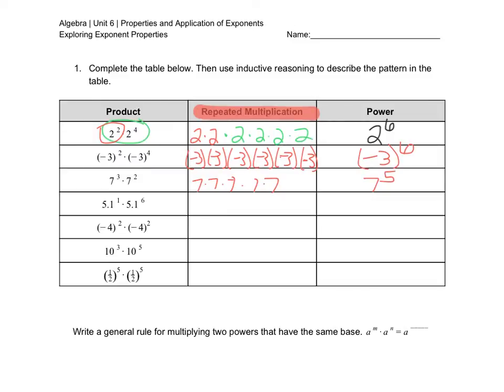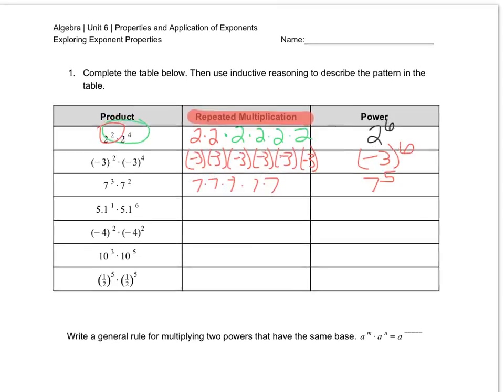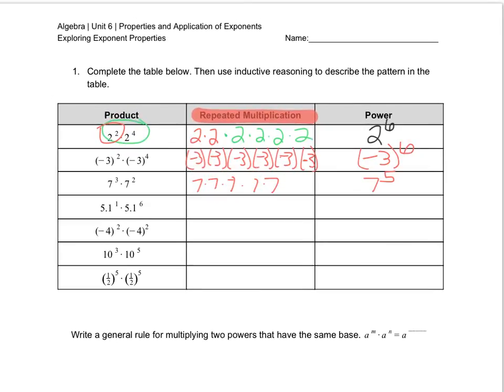If I were to do the next one, this is going to be 5.1 to the 7th power. The next one will be negative 4 to the 4th power. The next one will be 10 to the 8th power. And then the final one will be 1/2 to the 5th power.